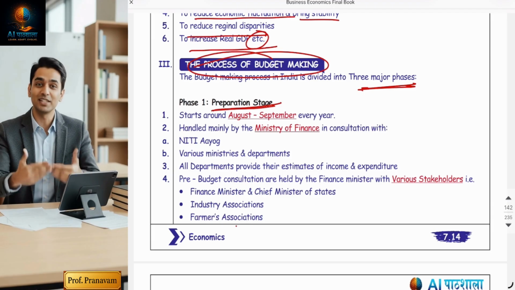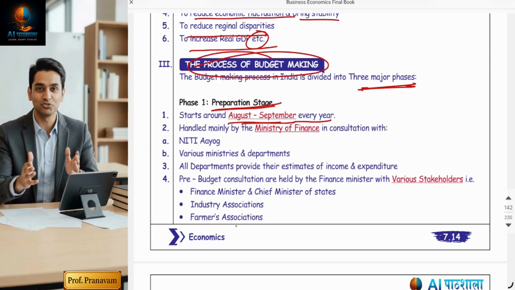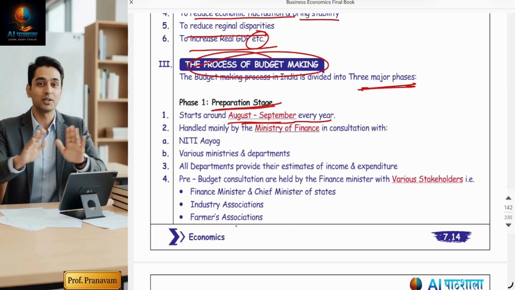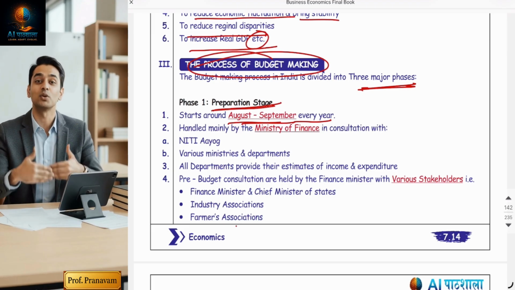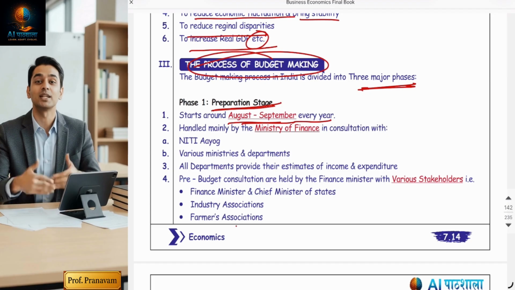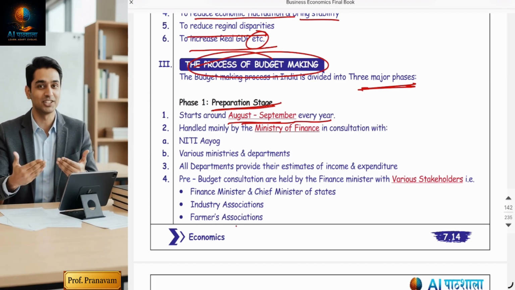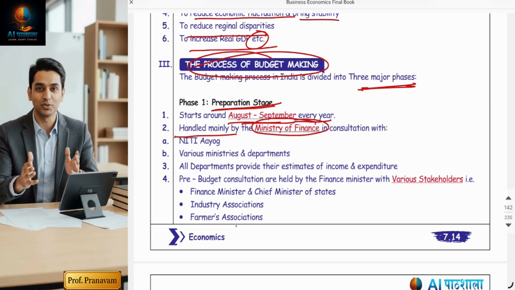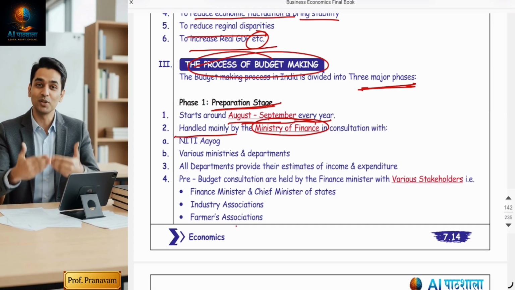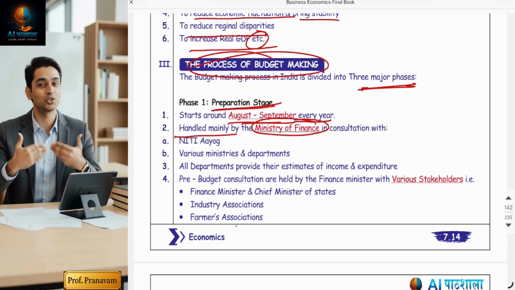Now, guys, budget preparation starts around August, September every year. You know the budget is always declared on the first of February every year, so budget making starts about six months prior, around August, September of the previous year. Who handles it? The main responsibility of making this budget is handled by the Ministry of Finance. But the Ministry of Finance is not a lone person who makes the budget.